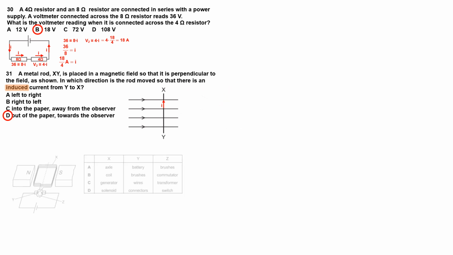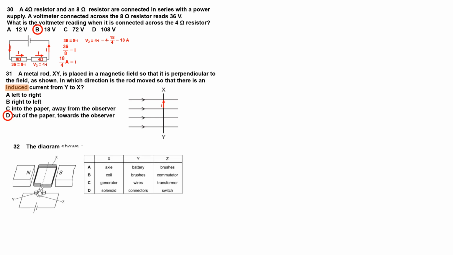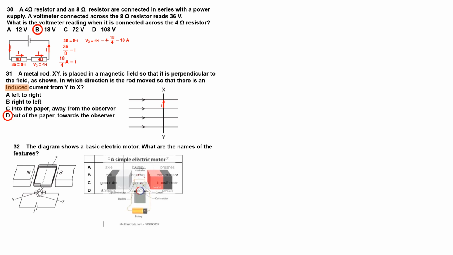Question 32. The diagram shows a basic electric motor. What are the names of the features? The features are coil, brushes, and commutator.